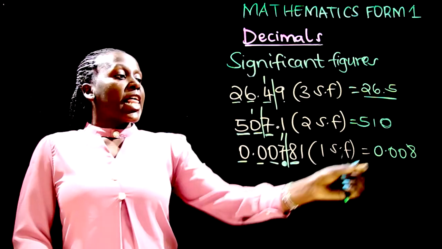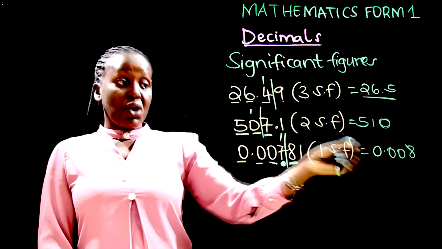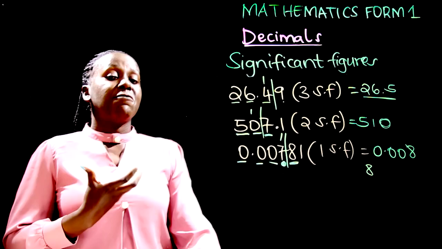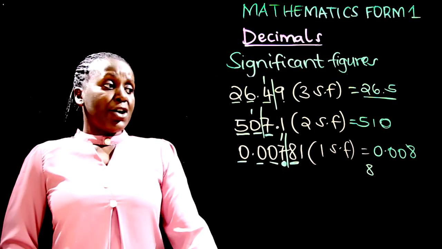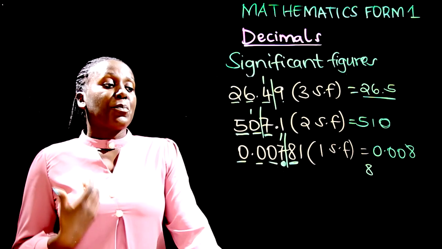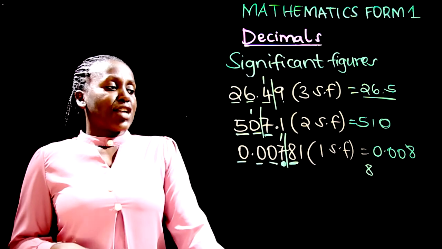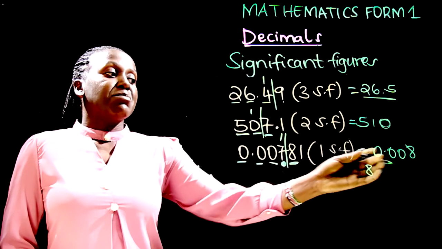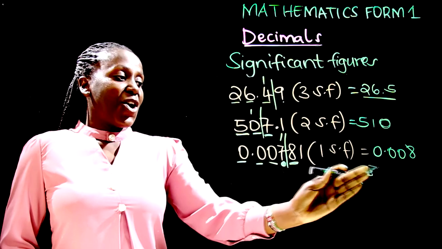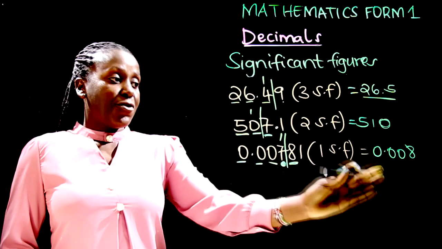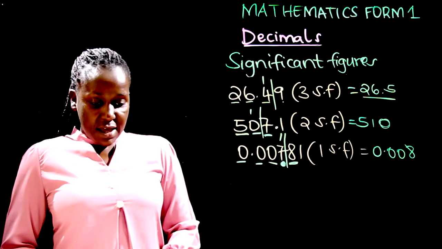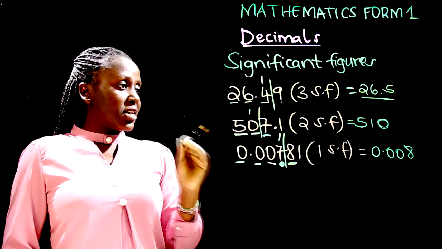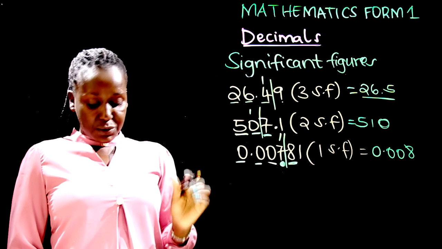0.008. These zeros must be written, because if you ignore them and write the answer as just 8, you will have lost the value of the number, because you cannot approximate 0.00781 to 8. Impossible. So the 3 zeros must be written for the sake of the value of the number. All right, let's look at another example to ensure that we get to understand all the rules.